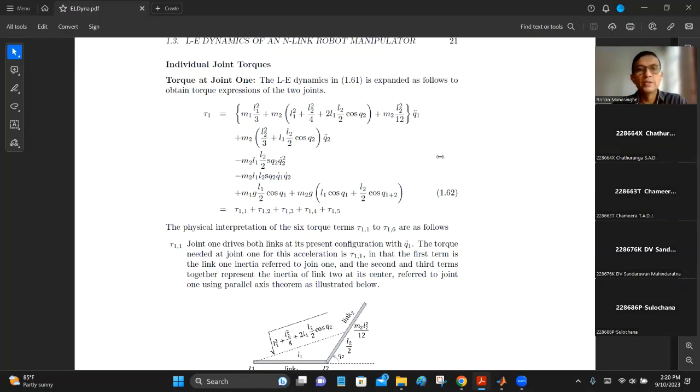So let me ask Chaturanga, is that clear to you? Yes. Sandruan? Yes, sir. Clear. And so we are expected to understand the physical phenomena with this stuff. That is the physical phenomena related to each of these terms. Yeah. So in addition to that, do we need to memorize these equations?